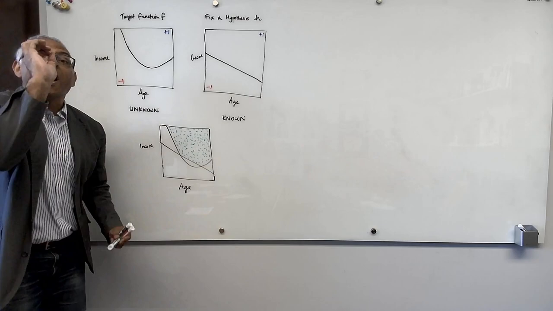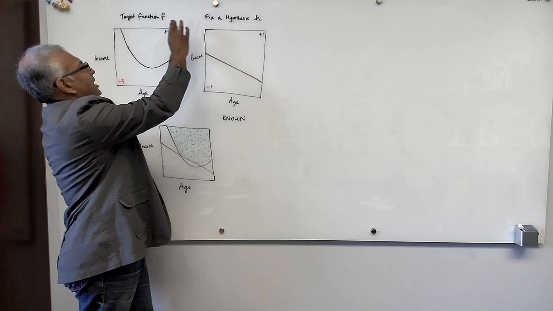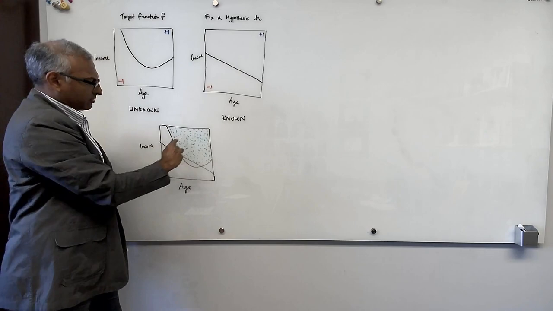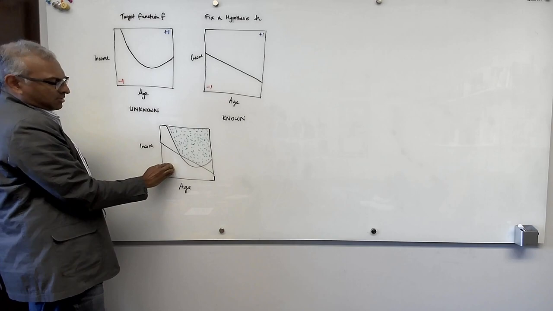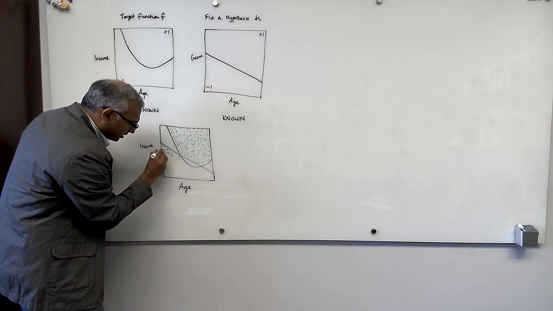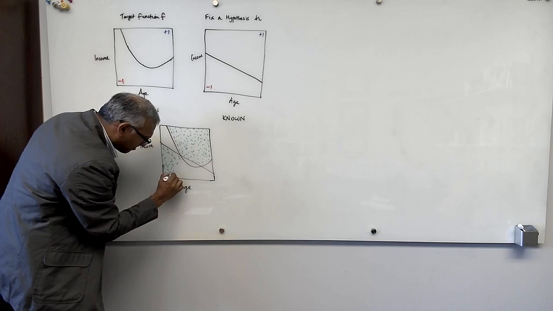Why are they green? They are green because my H and my target function, which by the way I don't know, both agree. They're both saying approve, approve, approve. What about in this region? Here, the target function says reject, and my H also rejects. So on this side, the target function and my H agree. So these dots are also all green.